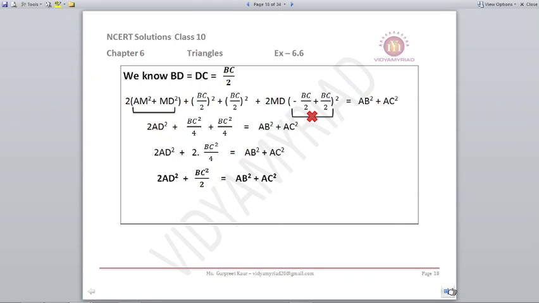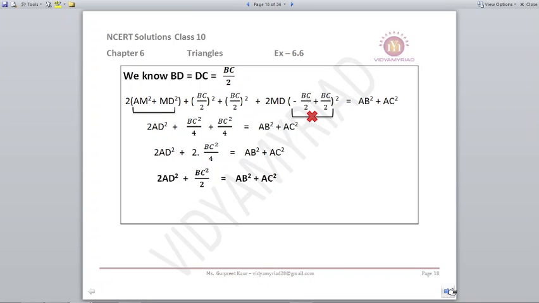Now we can say that twice of AM square plus twice of MD square means twice of AD square. According to the diagram, we will rearrange it now. It becomes (BC upon 2) the whole square plus (BC upon 2) the whole square plus twice of MD. Now inside also can be written as (minus BC upon 2 plus BC upon 2) the whole square. That gets cancelled, and on the whole we are left with twice of AD square plus BC square upon 2, which is equal to AB square plus AC square.